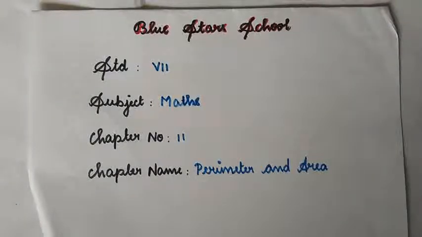Today we are going to see chapter number 11. Chapter name is Perimeter and Area in 7th Maths NCERT book. In the last video we discussed exercise number 11.2, which is based on area and perimeter of parallelogram. Now today we are going to see exercise number 11.3, which is based on circumference and area of circle. Let's see in detail.